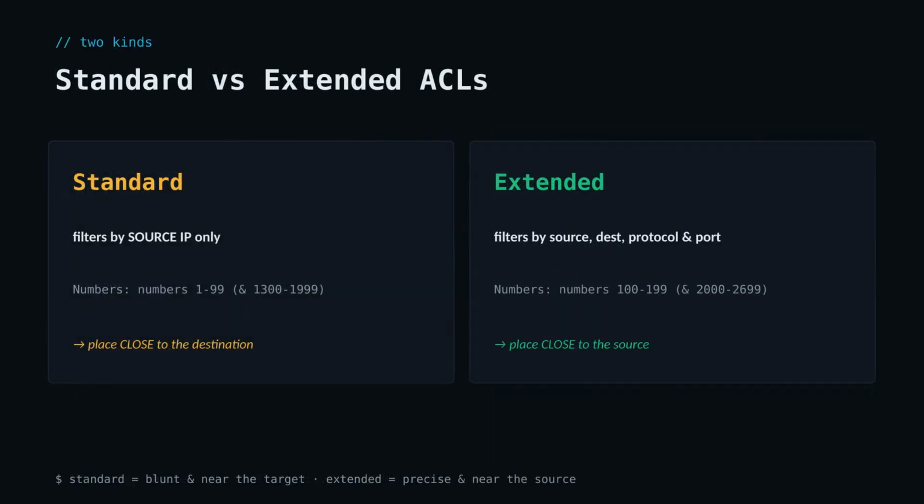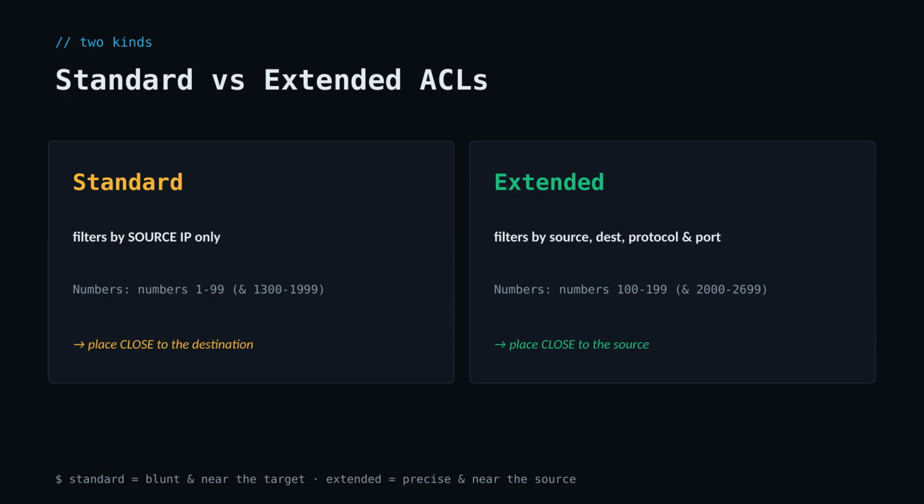Now that we understand how the router walks the list, let's talk about the two flavors you'll actually configure. A standard ACL is the blunt instrument. It only looks at the source IP, and it lives in the number ranges 1 through 99 or 1300 through 1999. Because it's so coarse, you place it close to the destination. Otherwise, you risk blocking traffic the source legitimately needed elsewhere.